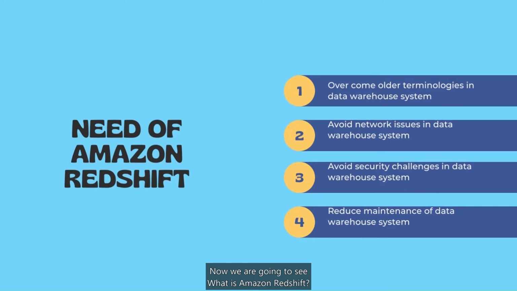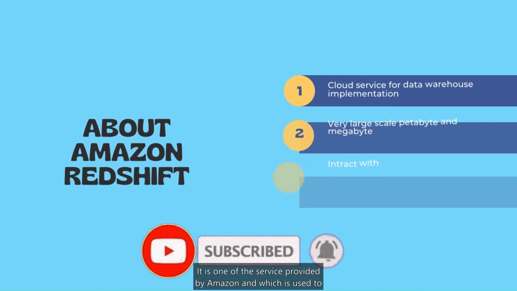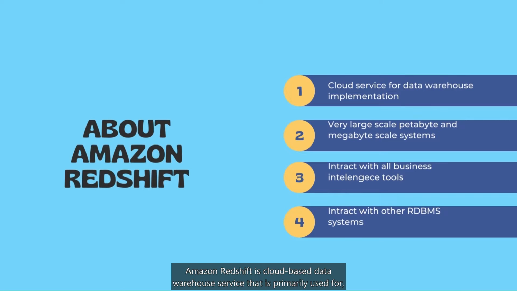Now we are going to see what is Amazon Redshift. It is one of the services provided by Amazon, which is used to develop a data warehouse system. Amazon Redshift is a cloud-based data warehouse service that is primarily used for collecting and storing a large amount of data in the AWS server, and it also helps to extract the data, analyze the data using business intelligence tools and process that. This is not an OLTP or transactional database where you are going to handle minimum records every day. It is used for very large scale petabyte systems. Even we can start with megabyte systems.